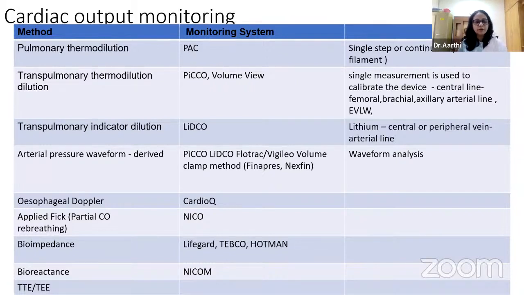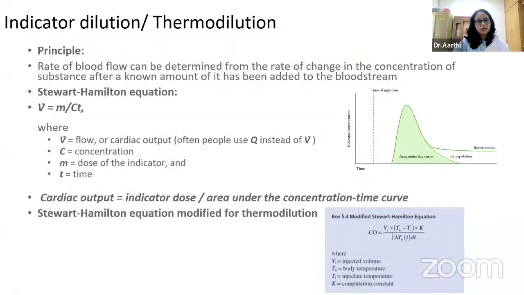There are other monitors as well. I'll just brief about it: esophageal Doppler and partial carbon dioxide rebreathing circuits. And I think non-invasive hemodynamic monitoring will be more emphasized on bioimpedance, bioreactance, etc. And also the gold standard, the transthoracic and transesophageal echoes, are monitors which provide valuable information about the cardiac output and hence the hemodynamic status of the patient. So let's just brush up our knowledge about the basics of these few parameters which are used in the hemodynamic monitoring devices.